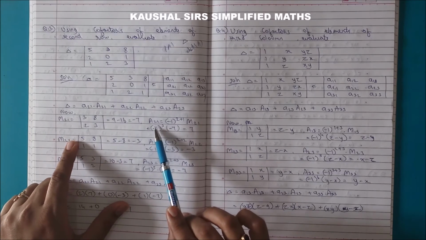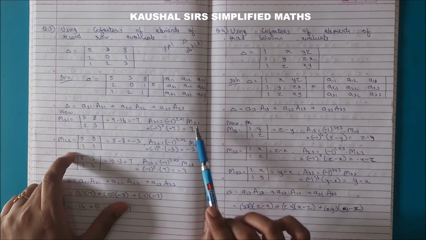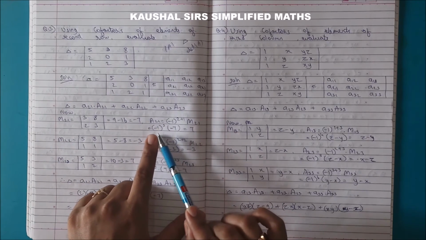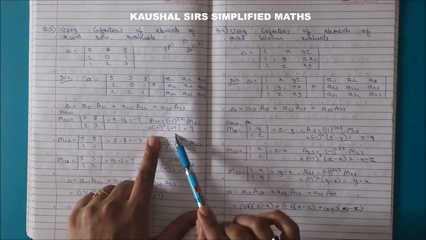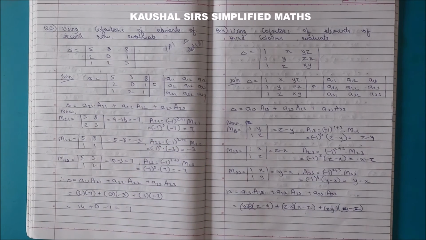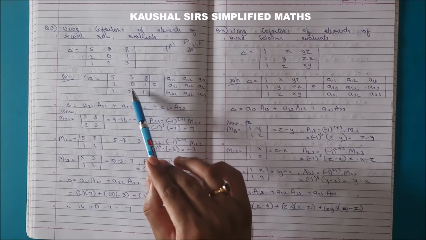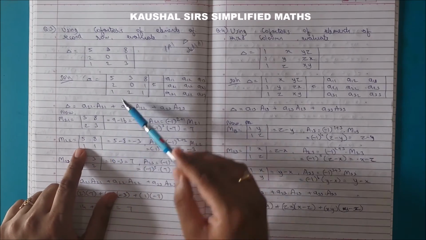Then go for the cofactor of a21, which is minus 1 raised to 2 plus 1 into M21. So negative 1 raised to an odd power is minus. So actually this is minus 1. Minus 1 into minus 7 is 7. Okay, then you take the next element, a22, then go for minor of a22.